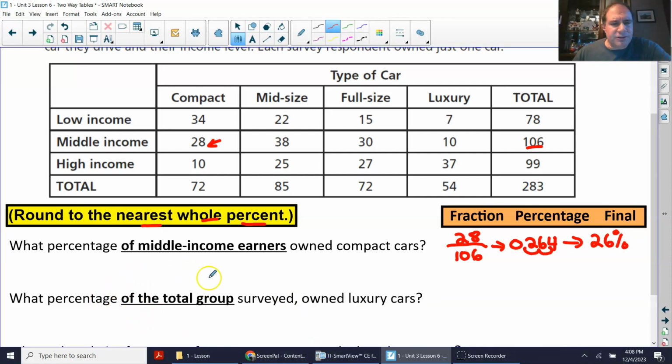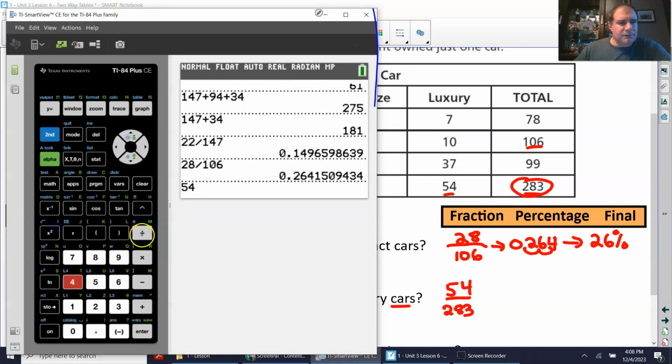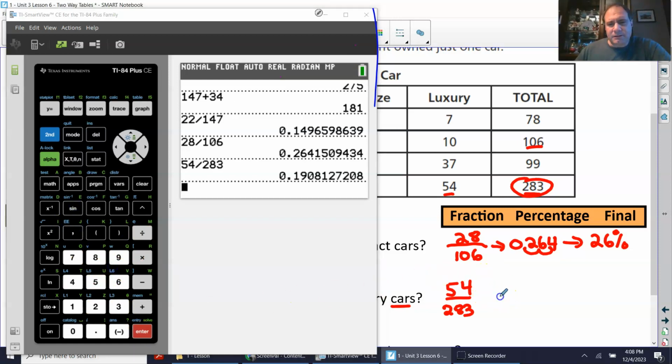What percentage of the total group? Total group, 283. Denominator. Owned luxury cars. So of these people, how many people owned luxury cars? 54. So it's 54 divided by 283. Enter. I'm going to put an arrow, 0.190. And that is 19%.